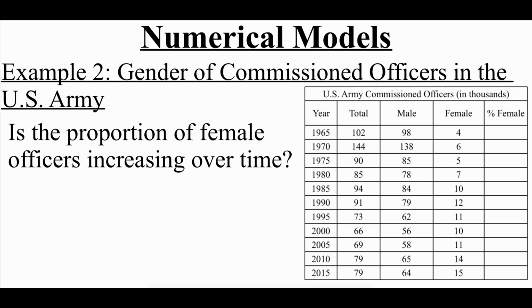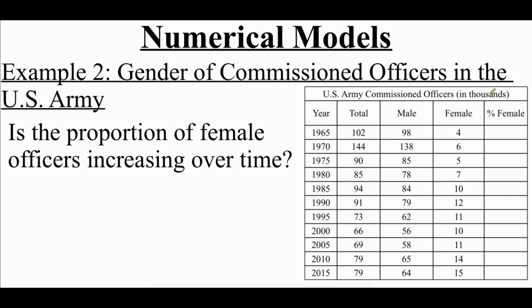In this example, what we're looking at is the number of commissioned officers in the U.S. Army. And what we want to look at is the proportion of female officers versus male officers to see if that's increasing over time. So as we're looking at this table, again, we've got years going from 1965 up to 2015. We've got the total amount of commissioned officers.